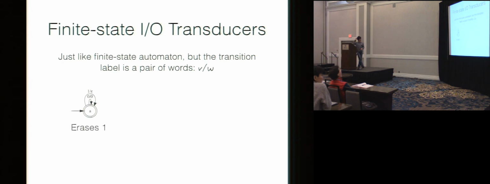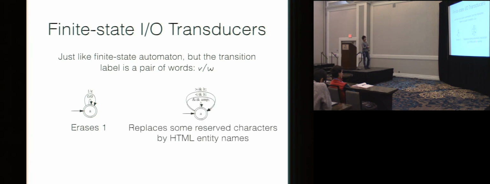So here's an example of a finite state transducer that just erases every occurrence of 1. You see that 0 is mapped to 0, and 1 you get rid of. Here's another example of a finite state input output transducer that replaces some reserved characters by the HTML entity names. So for example, here greater than is replaced by this. Actually, this is a typo here, it's supposed to be GT. And less than is replaced by that, and ampersand here is replaced by amp.